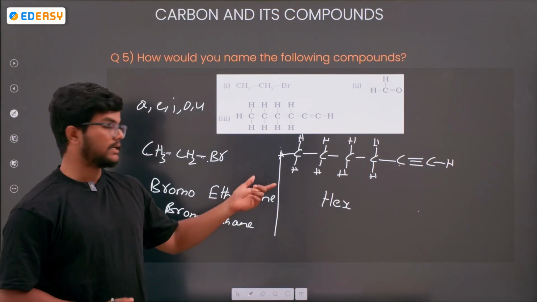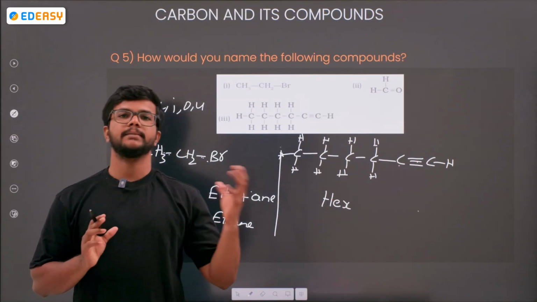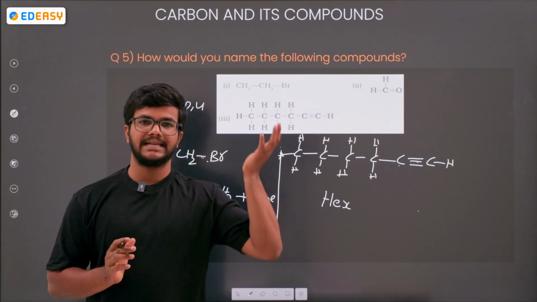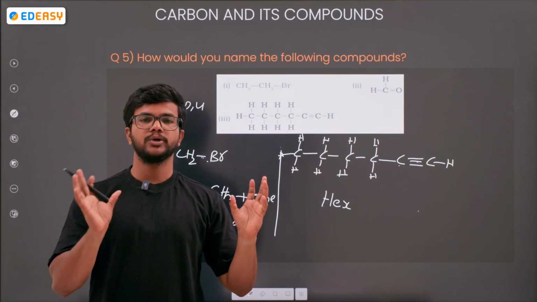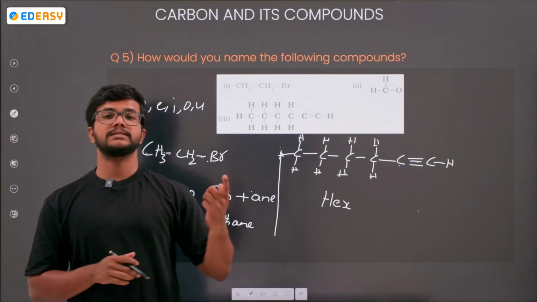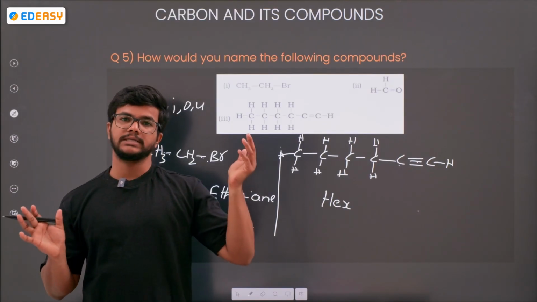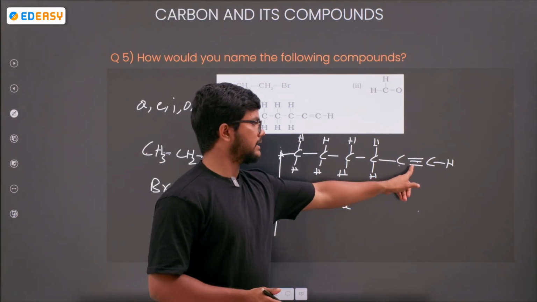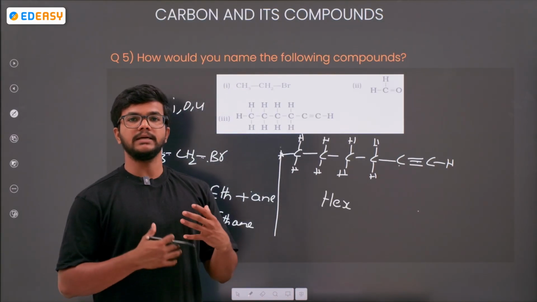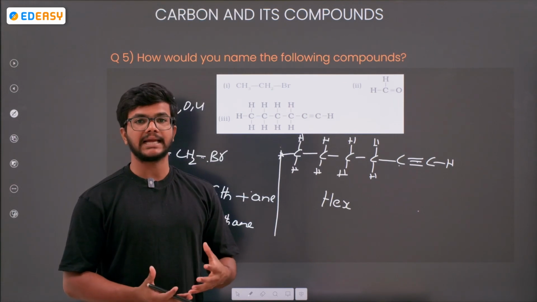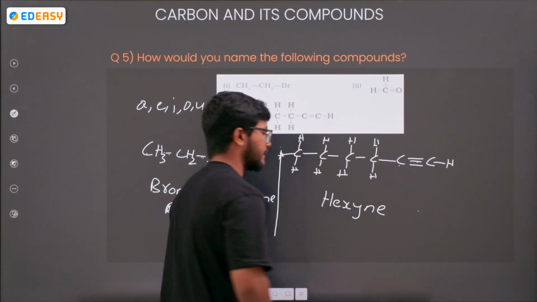If you see here, there are single bonds between the carbons and a triple bond. When there is a single bond and triple bond, you should consider the one with more bonds, that is the triple bond. If there is a double bond and triple bond, you will consider both. But if there is a single bond and double bond, you should consider the double bond. Single bond and triple bond, you should consider the triple. So here there is a triple bond, meaning an unsaturated compound, which is alkyne. The alkyne suffix is -yne. So hexyne. The name of the compound is hexyne.